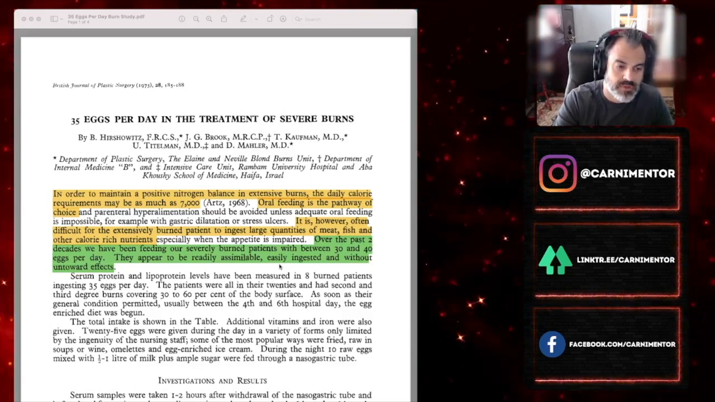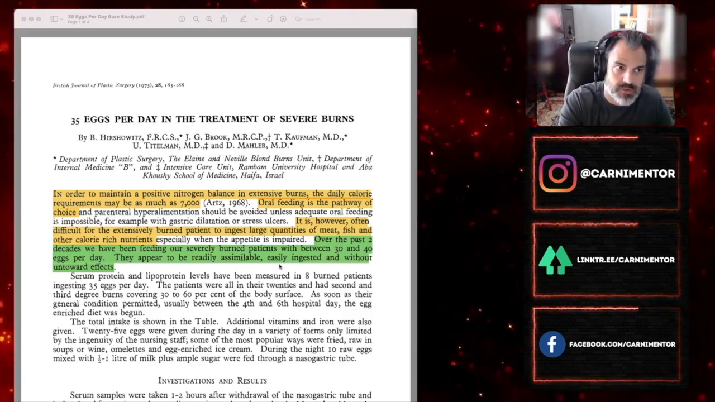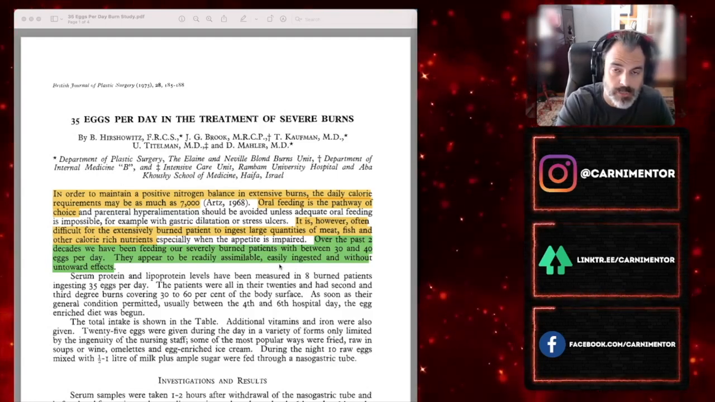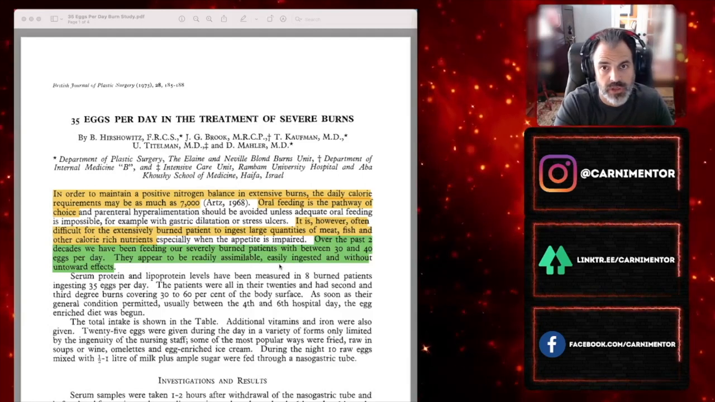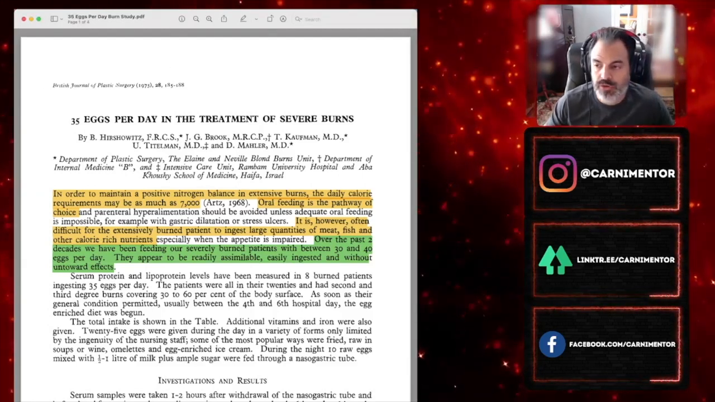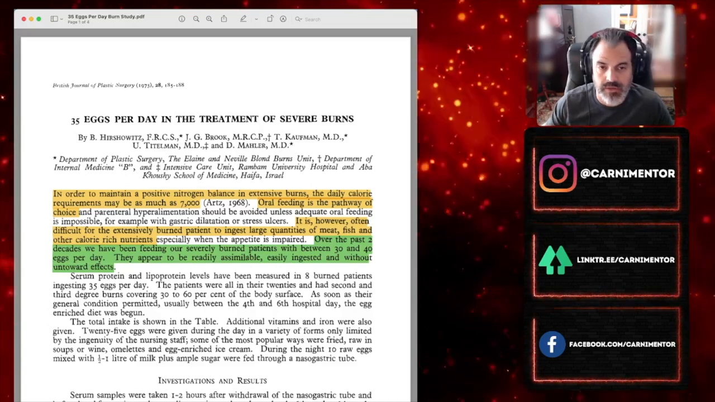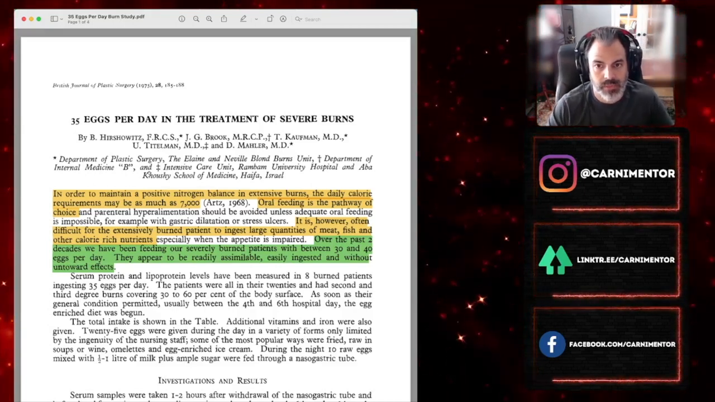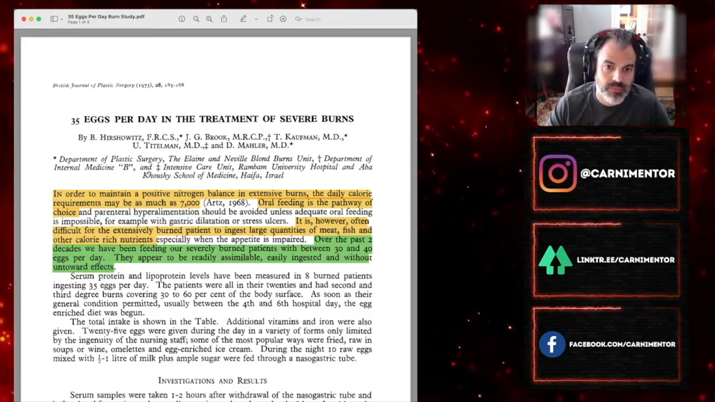So this is the actual summary of the study that was published. This is the article about it that was published in the British Journal of Plastic Surgery, 1975: 35 eggs per day in the treatment of severe burns.